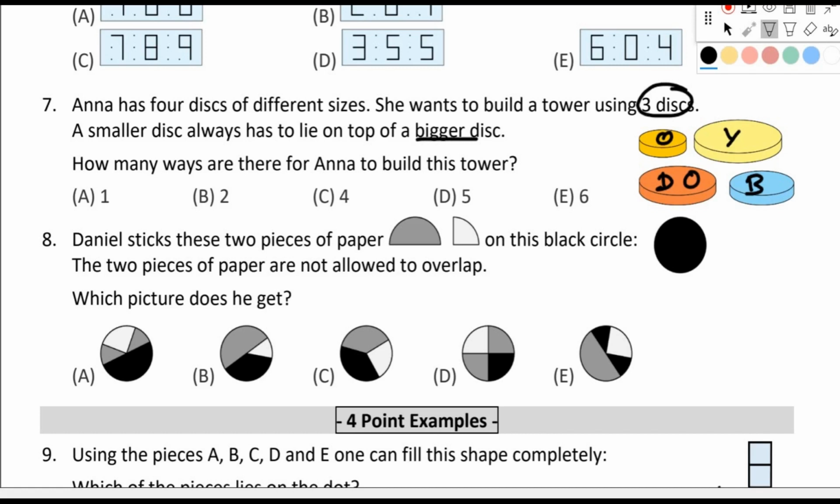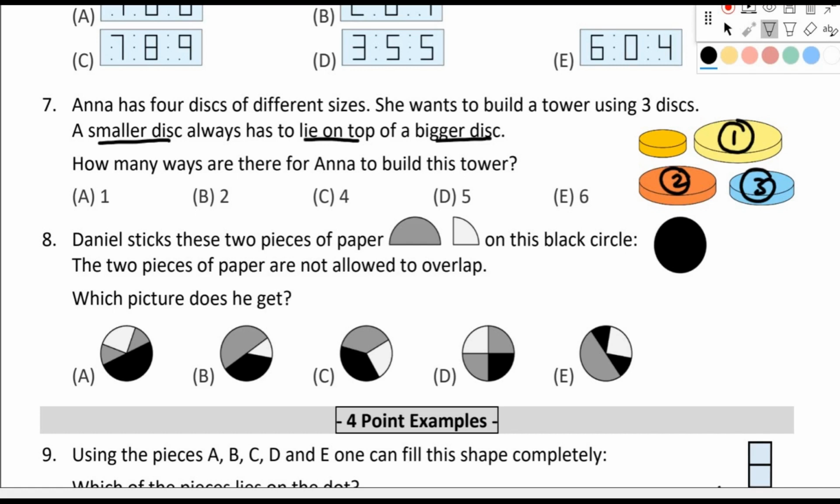The question is, in how many ways are there for Anna to build this tower? So out of the 4, any 3 are taken. So let me choose. She chose disc 1, disc 2, and disc 3. These 3 discs she has to put one above the other, such that the smaller disc always lies on top of the bigger disc. So in how many ways is this possible? The total number of ways that this arrangement is possible is, let me use some formula here.